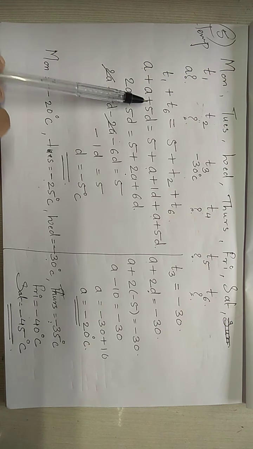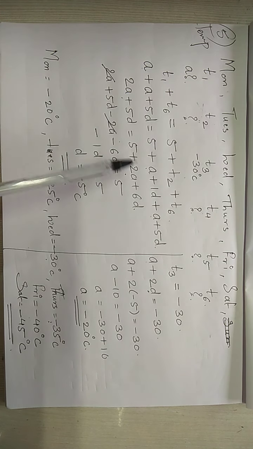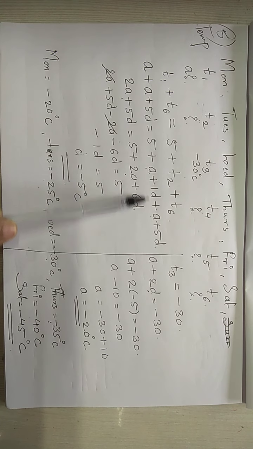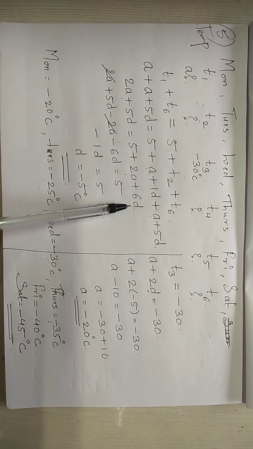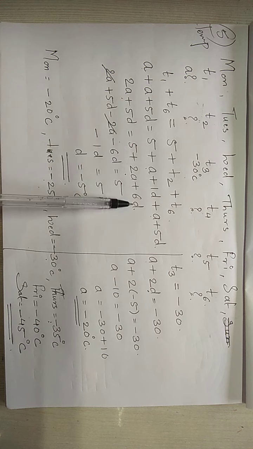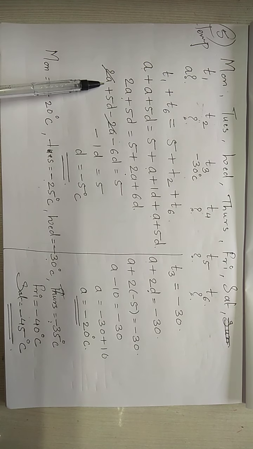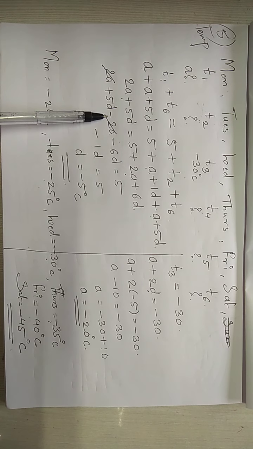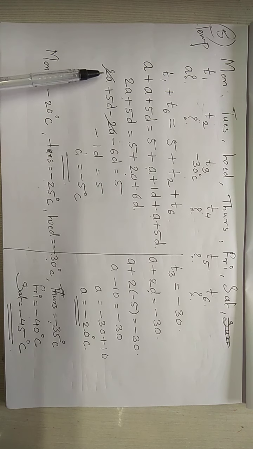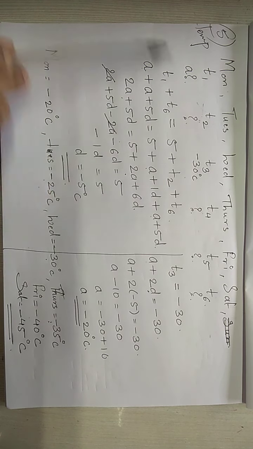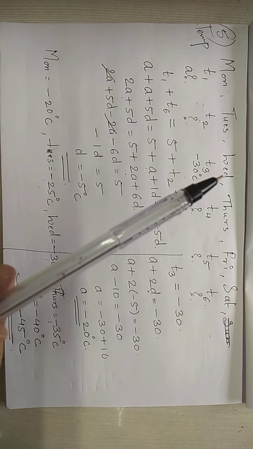a plus a will become 2a plus 5d is equal to 5, and this a and this a added will give you 2a, 1d and 5d will give you 6d. So 2a plus 5d is equal to 5 plus 2a plus 6d. Now let's take all the 2a's on one side and all the d's on one side. So this is 2a and 5d already on one side. This 2a comes on the other side as minus 2a, this 6d comes on the other side as minus 6d, equal to 5. So minus 2a plus 2a cancel. Minus 6d plus 5d will give you minus 1d equal to 5. So d will be minus 5 degrees Celsius. That means the difference between the temperatures each day will be 5 degrees Celsius.